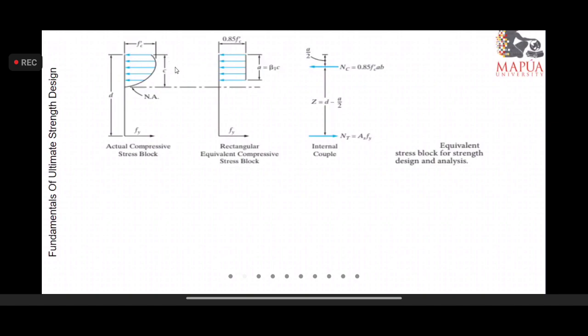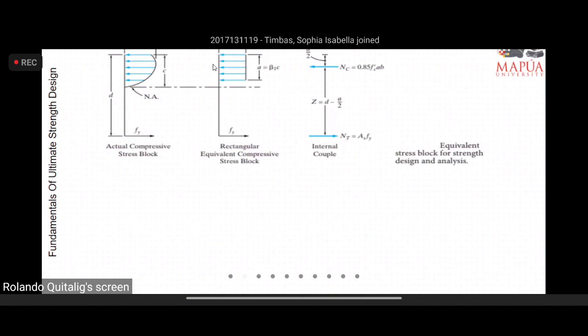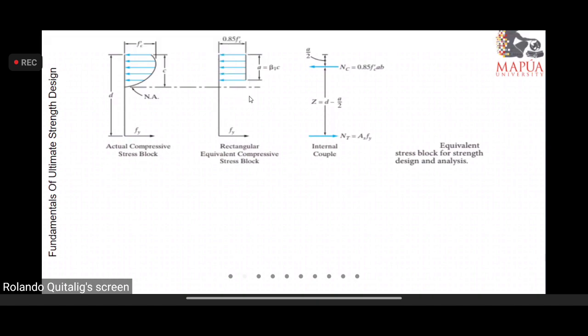And this height c will now be a different value, a height denoted as a, which must be equal to the product of beta 1 and c. And this is still fy, and this Nc can now be analyzed as the resultant of this rectangular equivalent compressive stress block.